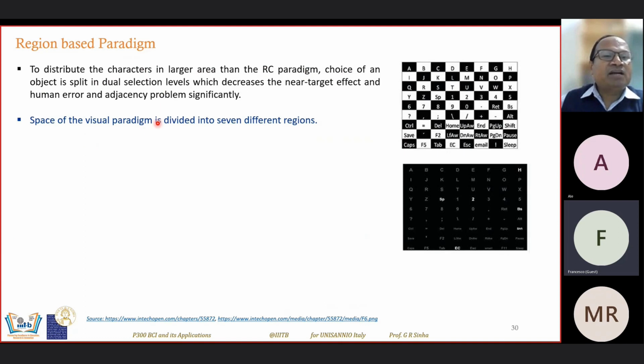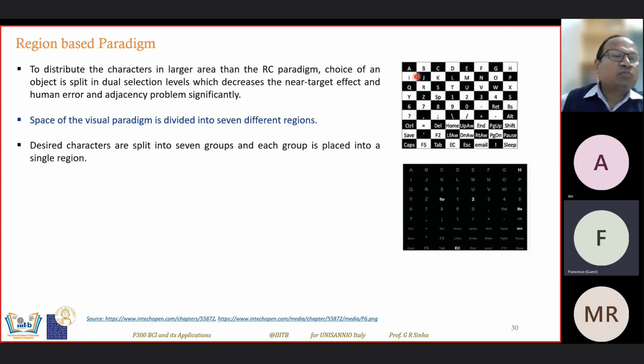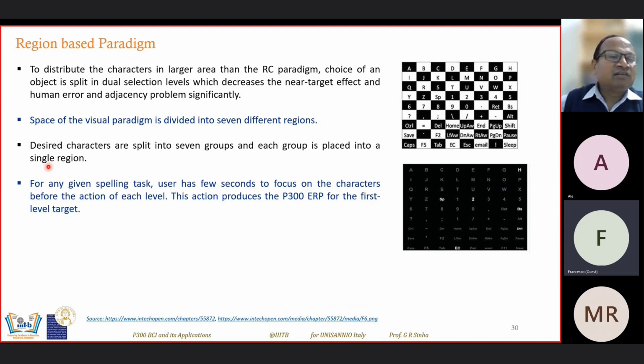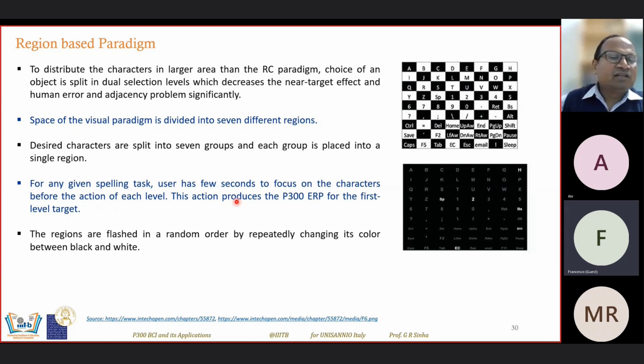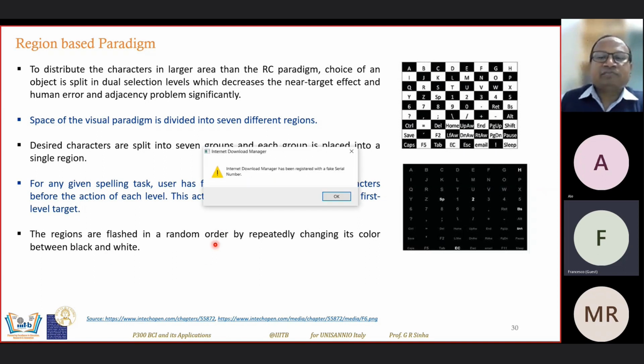The space of the visual paradigm is divided into 7 different groups, where the numbers and the alphabets are placed. Desired characters are split into 7 groups, and each group is placed into a single region. For any given spelling task, the user has a few seconds to focus on characters before the action of each level. This action produces an ERP for the first level target. The regions are flashed in random order by repeatedly changing their color between black and white. The color will be changing.